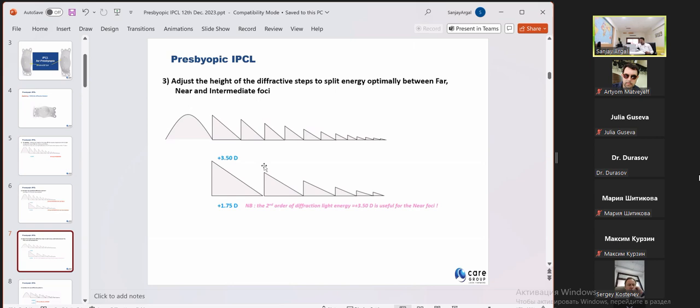So in trifocal lenses, this is a combination of two different diffractive structures.